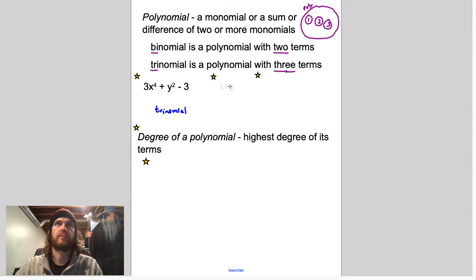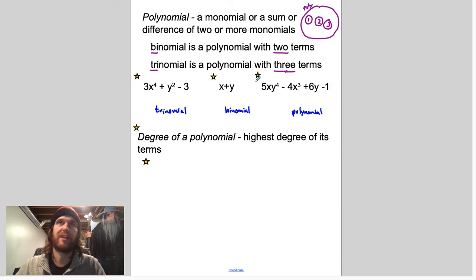Hey, cool. This is 1, 2 terms. So this is a binomial. Also cool. And this one is 1, 2, 3, 4 terms. There's no word for 4, so we just use the general term, which is polynomial. So the first is a trinomial, then there's binomial with 2 terms, and 4. Anything 4 or more, we just say polynomial.